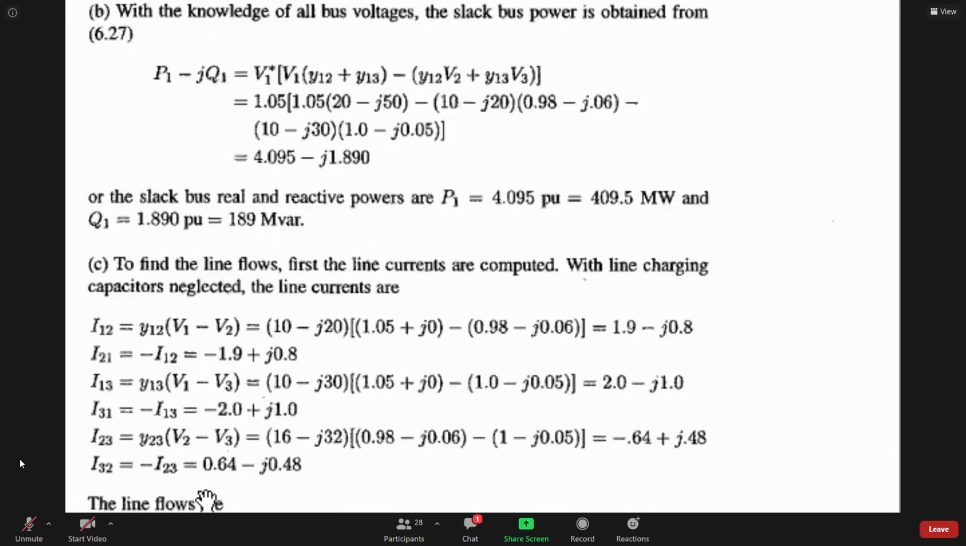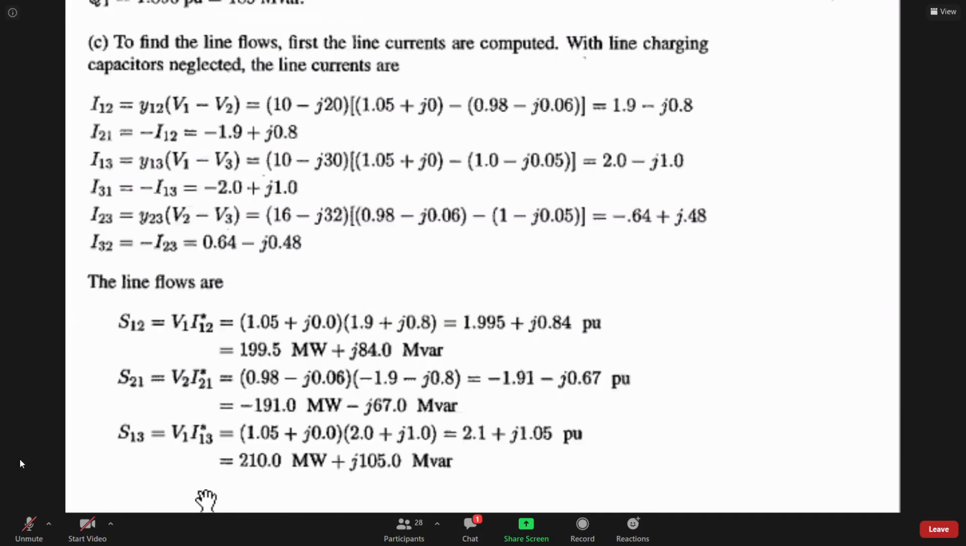So slack bus power you have determined. Then for line loss calculation, we use the complex power equation. We know the very basic complex power, V I conjugate. Using that formula, we can generate the complex power, and to get that, we know how to find it: V1 minus V2 multiplied by admittance Y12. Okay. So S12 is in your hand, and S21.